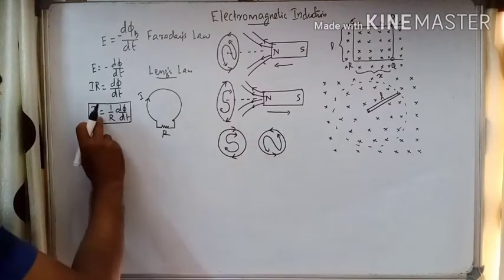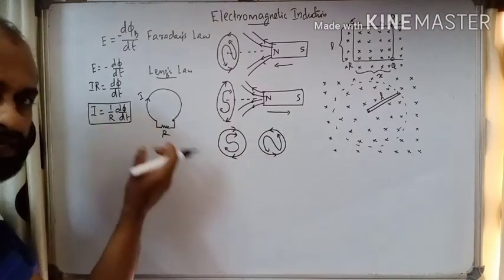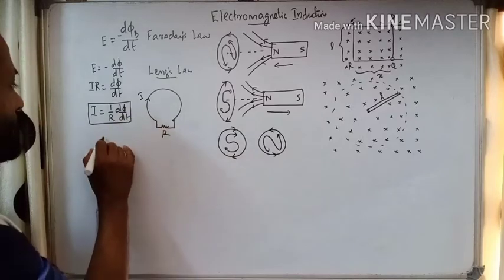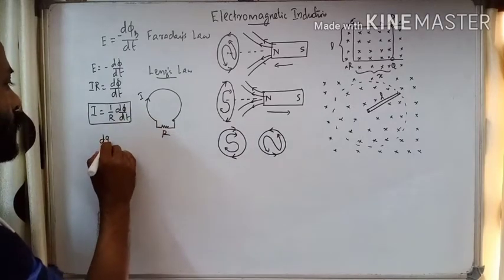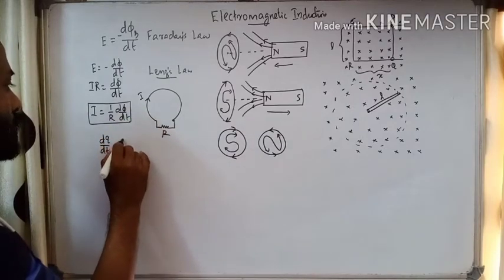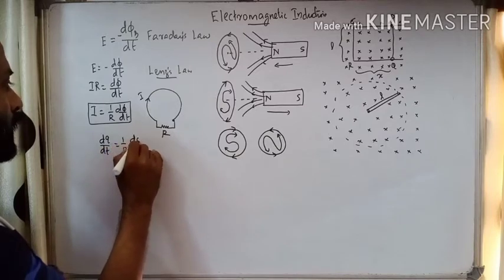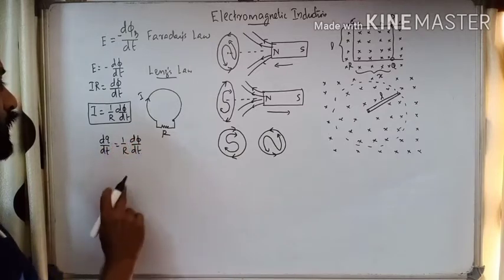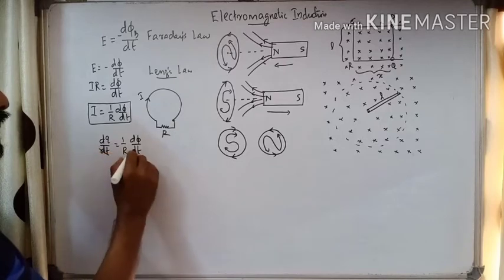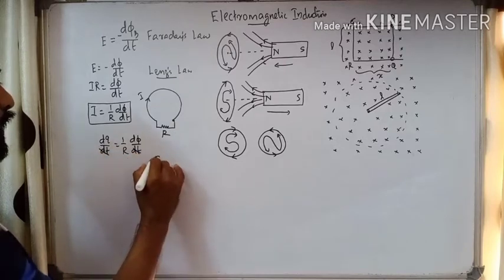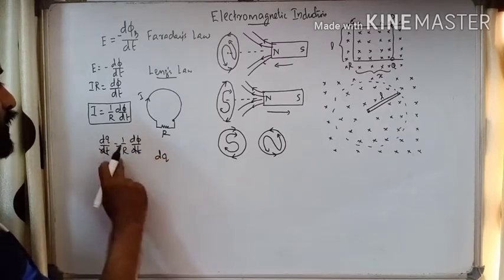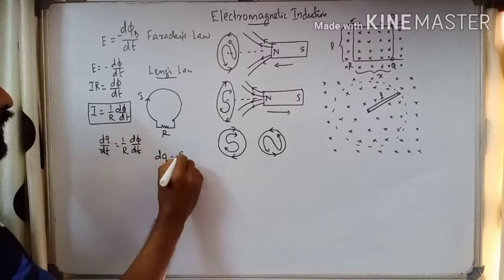Now we know that current is the rate of change of electric charge, the flow of electric charge. So instead of I we can write dq by dt. dq by dt is equal to 1 by R into d phi by dt. See what happens here. The dt we can cancel. Comparing these two, we can write dq is equal to d phi by R. The change in charge is equal to d phi by R.